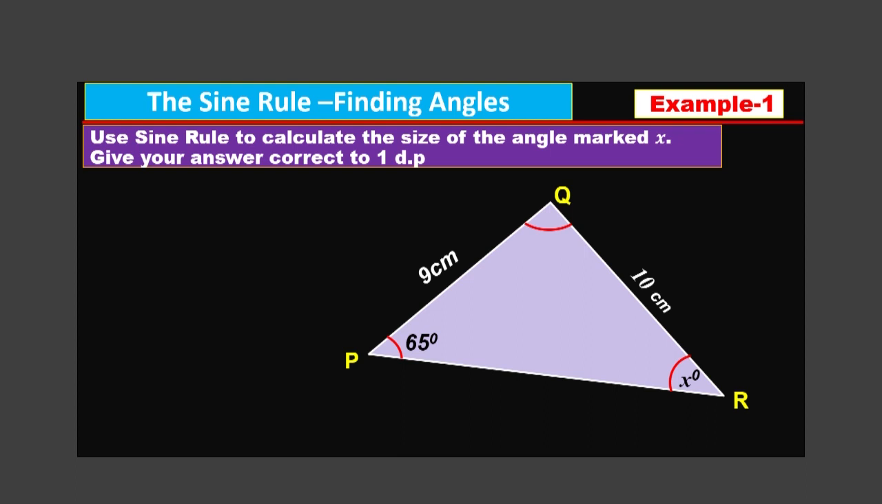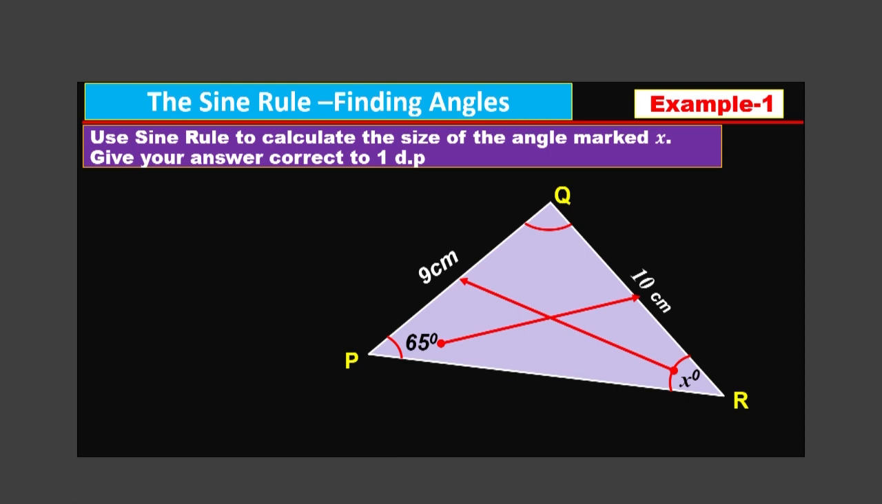So, let me ask you a question. Can we use sine rule here? Well, of course, 2 sides and 2 angles. Remember that always, 2 sides, 2 angles, you can use the sine rule. Since we are going to start with the unknown angle x, let's see whether the opposite side of that angle is available. Yes, it is, which is 9 centimeter. What about the other angle? You have 65 degree and the opposite side of 65 degree, which is 10 centimeter, is also available.